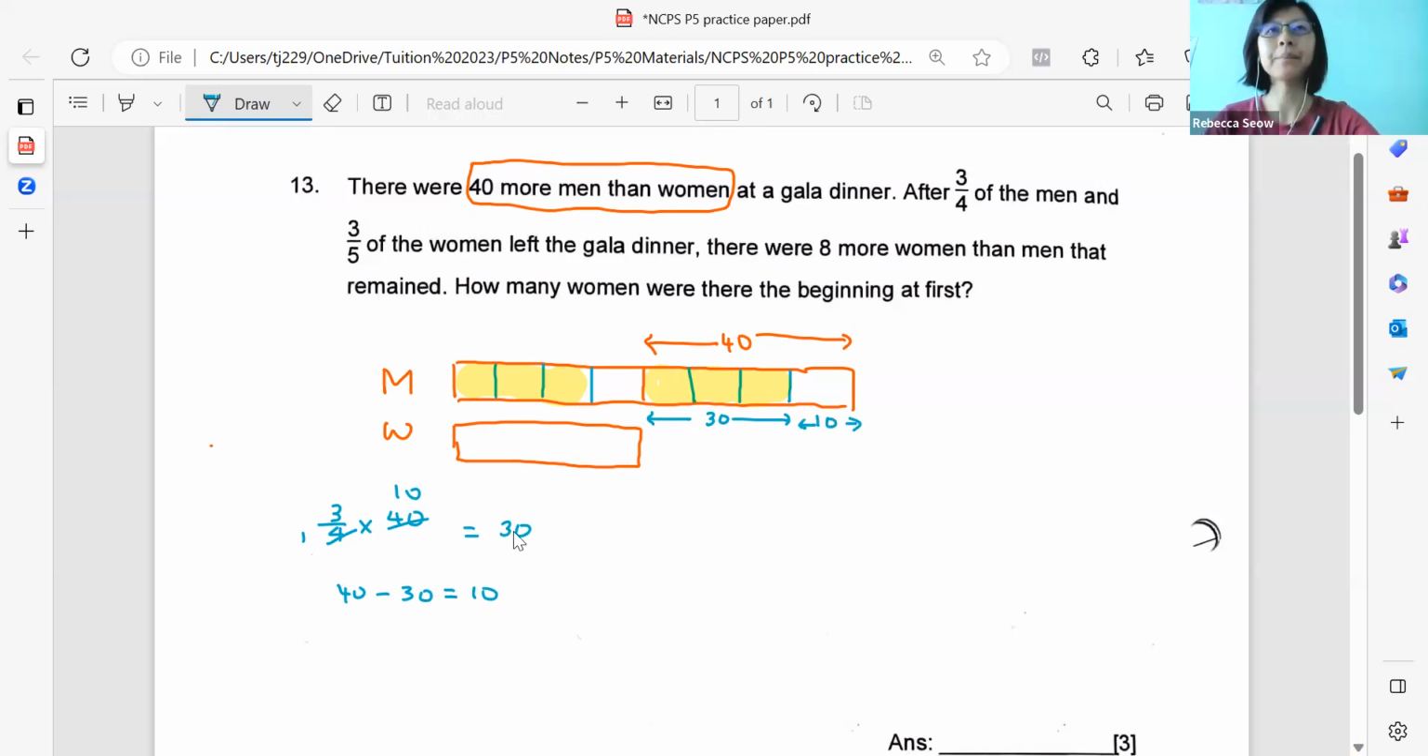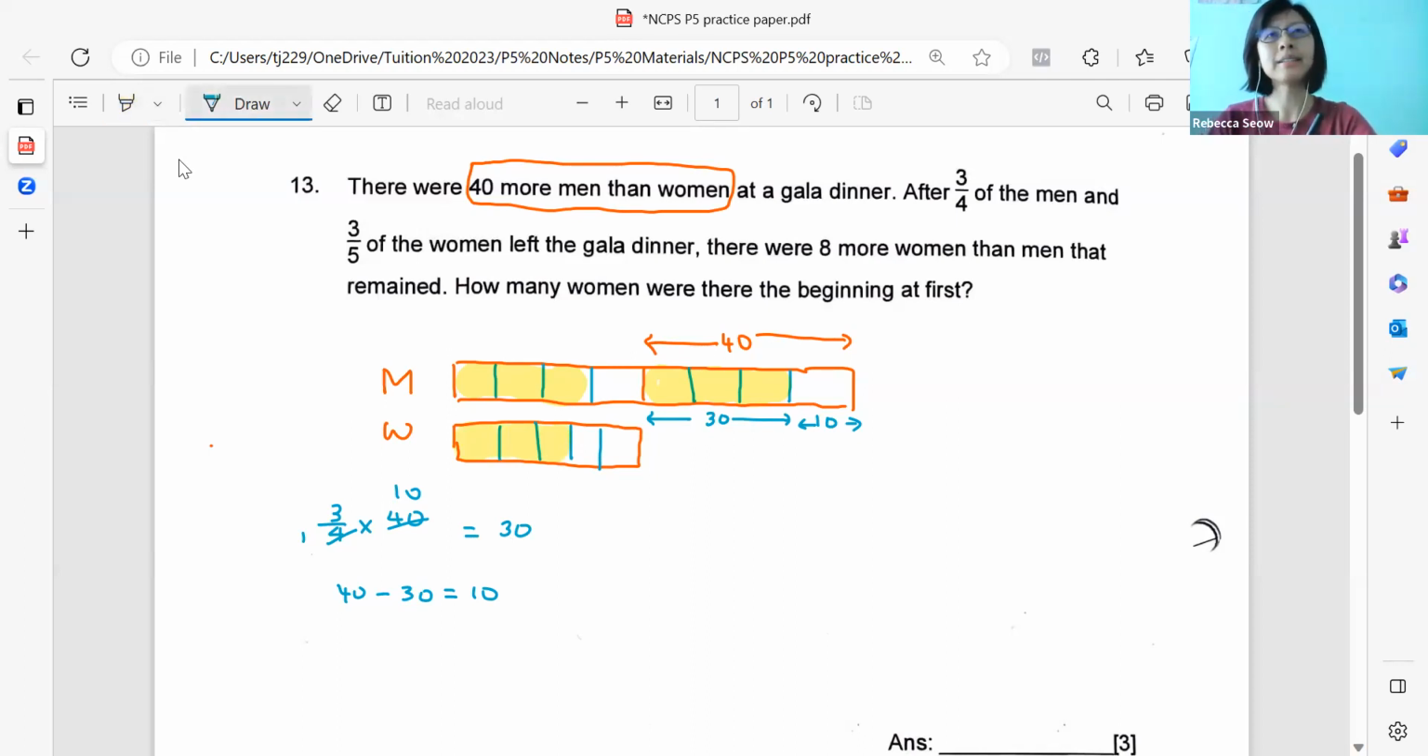Okay, now, how about women? 3/5 of the women left the dinner. So what we're going to do is to divide this 1 big unit into 5 smaller units. And out of these 5 smaller units, 3 would represent the smaller units of women who left.